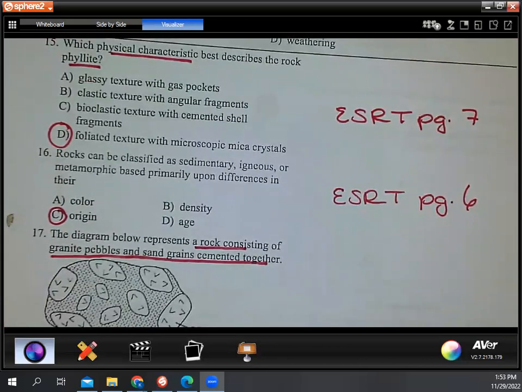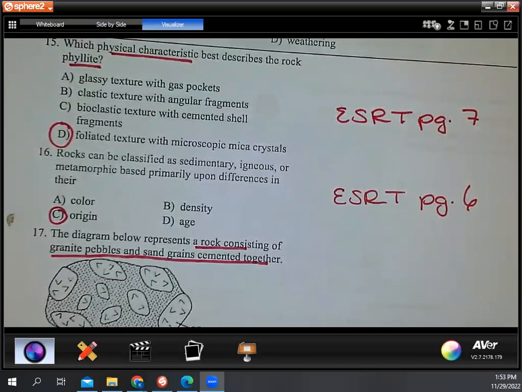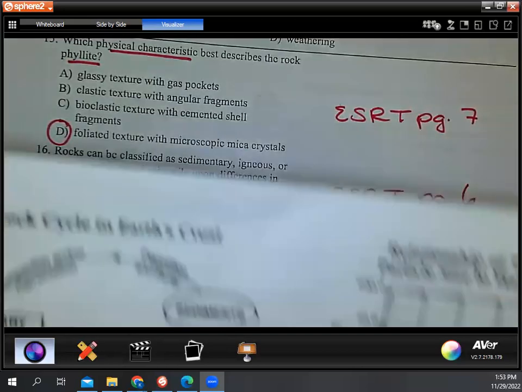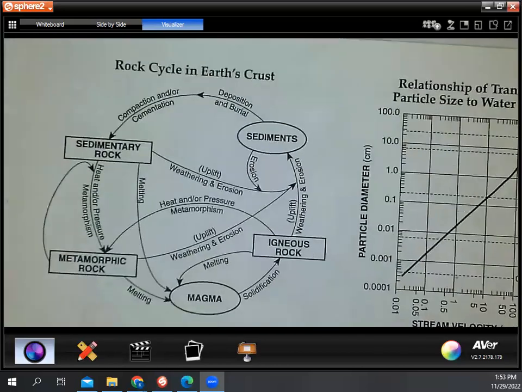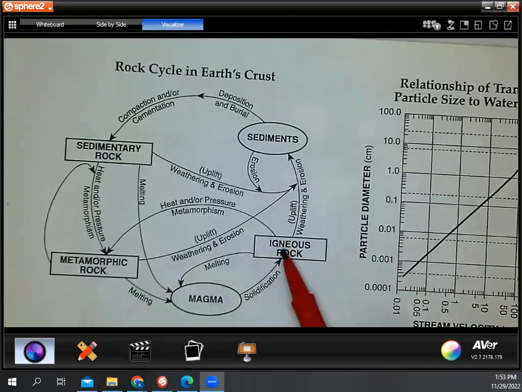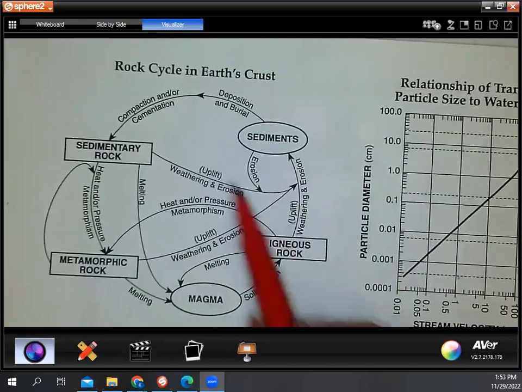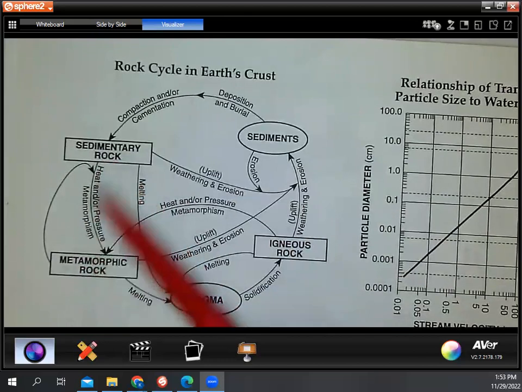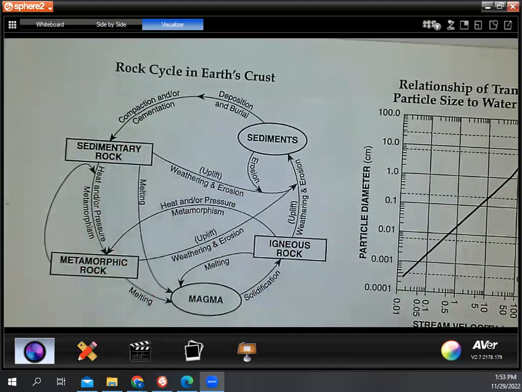16, rocks can be classified as sedimentary, igneous, or metamorphic based primarily upon their origin. This is the lab we did in class where you rolled the die and you traveled all over the room, and based on what you interacted with, where you were placed, that determined what type of rock you are. And that's what this table here is showing us, that really what's determining if you become igneous or sedimentary or metamorphic is where you're coming from, where you started it from, and where you're going to.